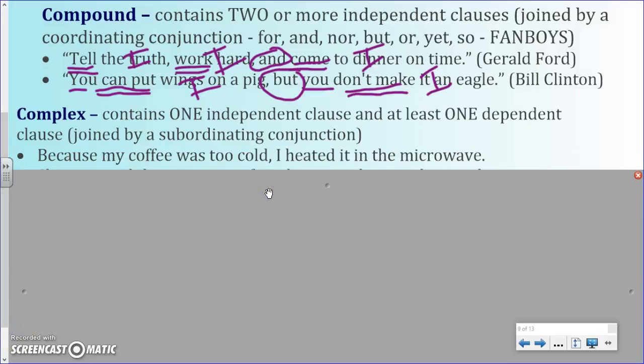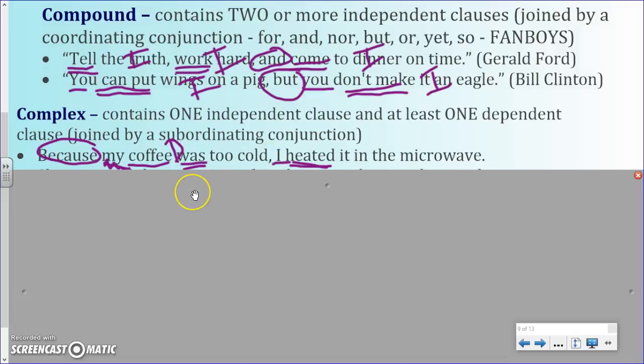Because my coffee was too cold, I heated it in the microwave. Now, we're looking for subjects and verbs. Sorry, my is not the subject, it's coffee. And then was is your verb, I is your subject, heated is your verb. And then we're looking for what's joining them together, and because is a subordinating conjunction. So this, because my coffee was too cold, cannot stand on its own because you need more information. So that makes this one dependent.